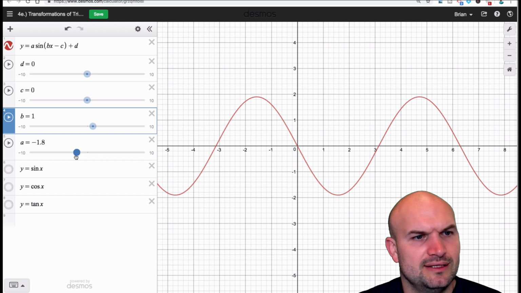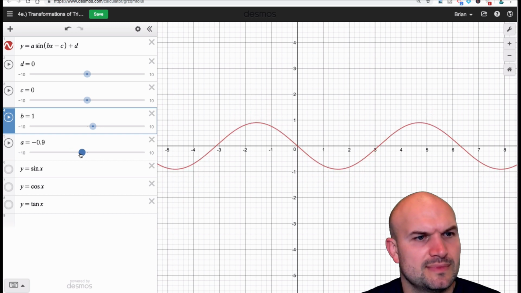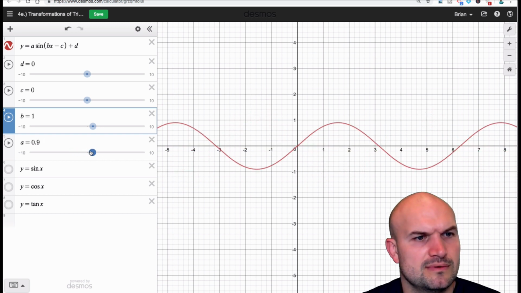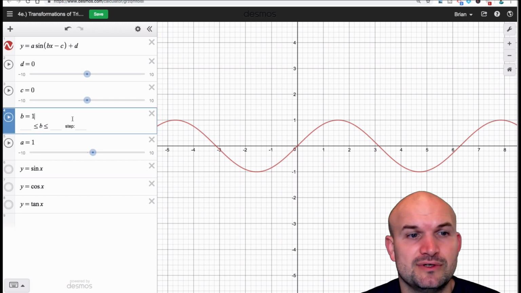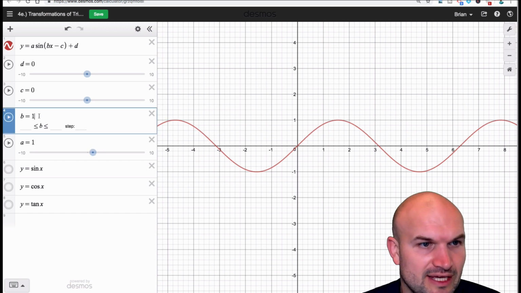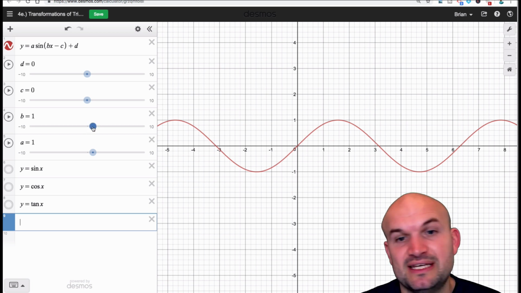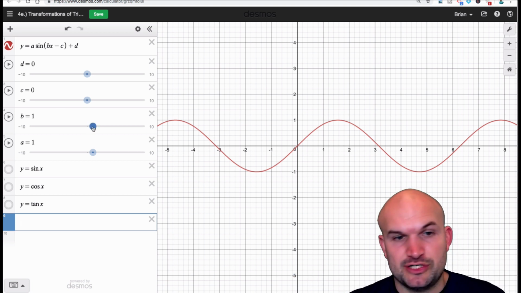So let's put this back at 1. Now let's look at b. If you recall, b is going to be your horizontal stretch and compression.